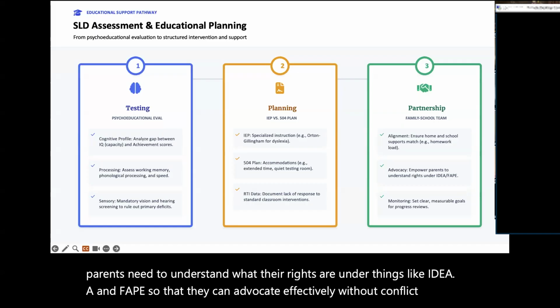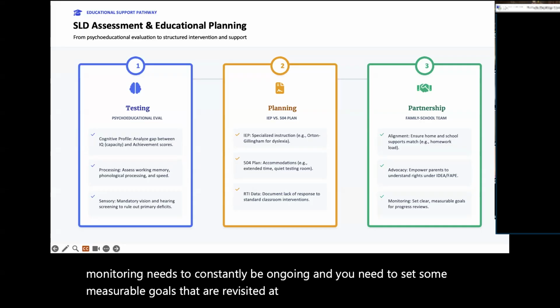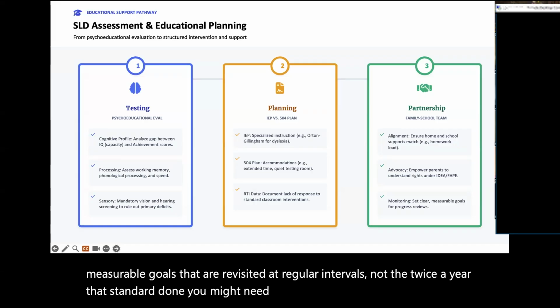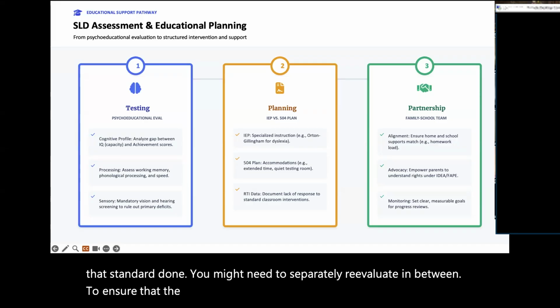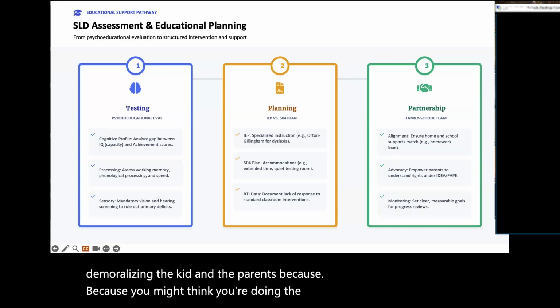And monitoring needs to constantly be ongoing, and you need to set some measurable goals that are revisited at regular intervals. Not the twice a year that's standard done. You might need to separately reevaluate in between to ensure that the interventions are actually working and not further demoralizing the kid and the parents. Because you might think you're doing the right thing, but you've missed something here.